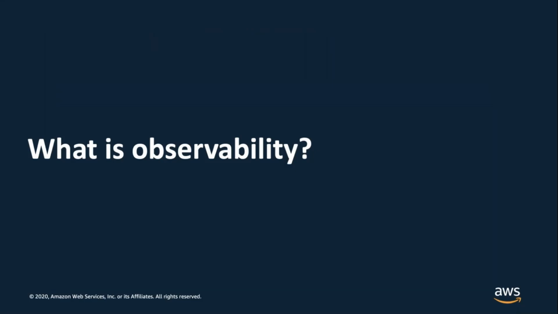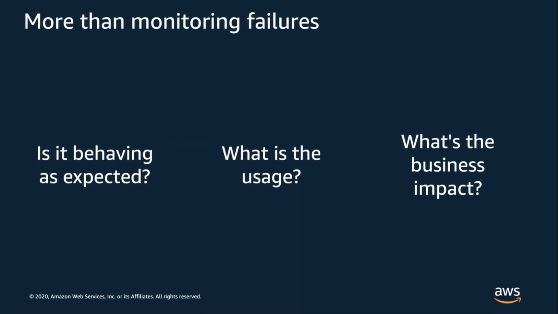Now, what is observability? Again, this is another kind of buzzword in the industry. It can mean a lot of things to a lot of people, depending on who you talk to. And really, observability covers a number of different areas. Common things that people will talk about when you think about observability is that it's more than just monitoring failures. You're not just waiting for things to break.